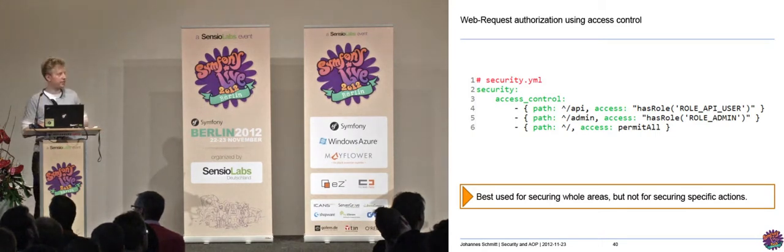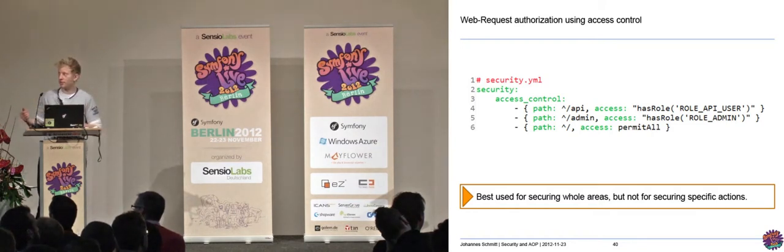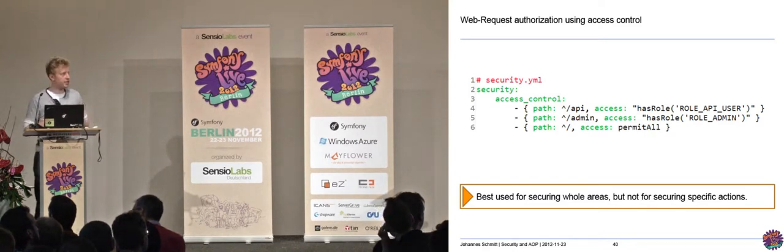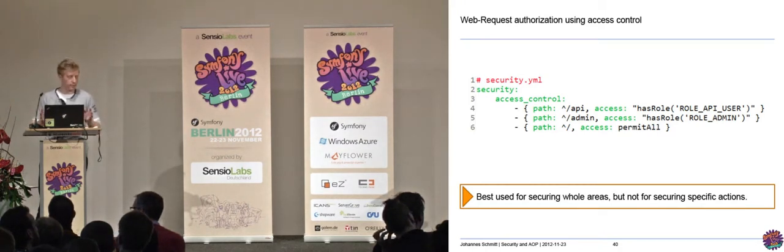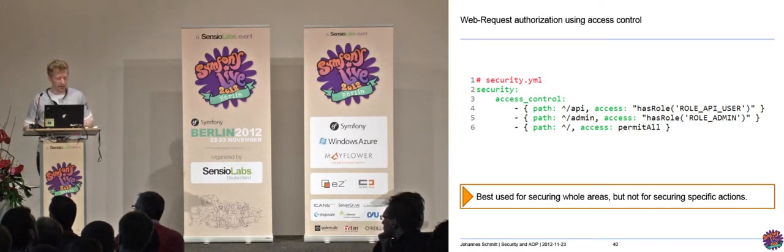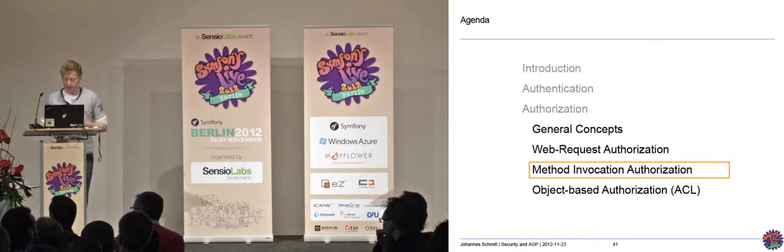In this example, I have used an API area, which I want to only allow to API users, an admin area where I only want to allow admin users, and basically to the rest of the page I want to allow all users. I don't want to make any special restrictions. So only general areas, but I don't check controller actions which the user has access to. And then the second part is where you secure your controllers or your methods on a service.